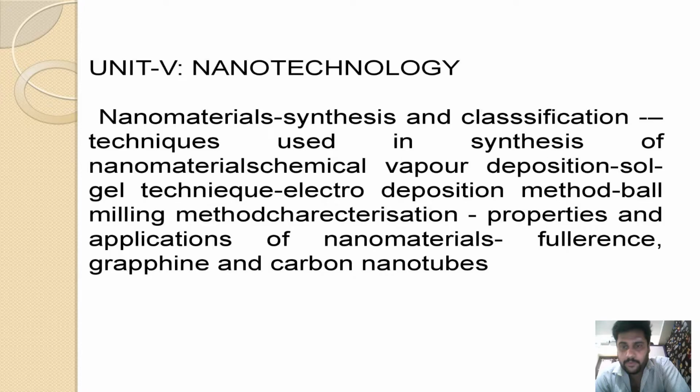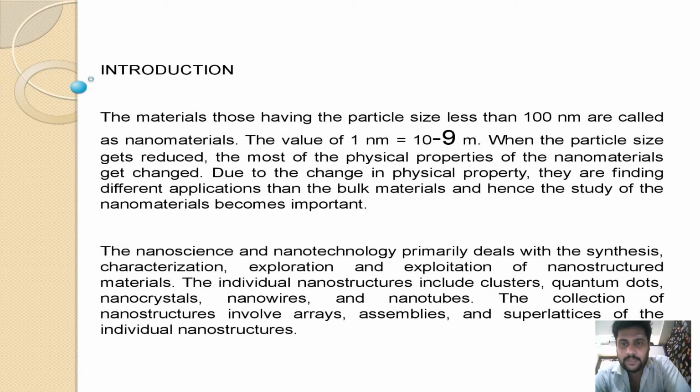First of all, what do you mean by nano? Nano is a Greek word which means dwarf, small. So the value of 1 nanometer is 10 power minus 9 meter. So whenever we decrease the size of the materials and we get the size in the order of 10 power minus 9 meter, then the scale is called as nano.